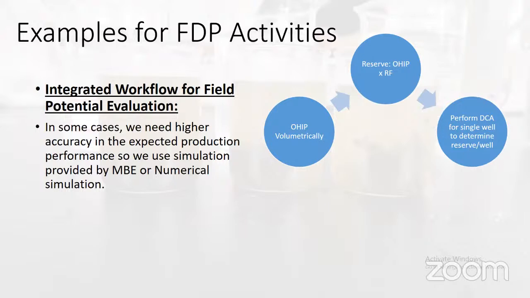So from the DCA, the decline curve analysis, you will have the reserve for a single well. And from that equation, you will have the total reserve. So if we divide the total reserve by the reserve per single well, it will equal the number of wells that you will need to develop that reservoir.